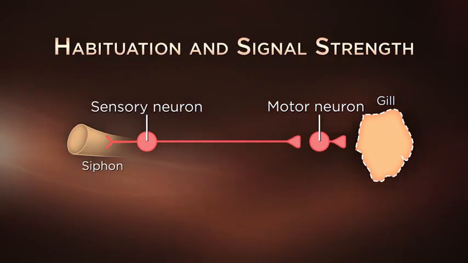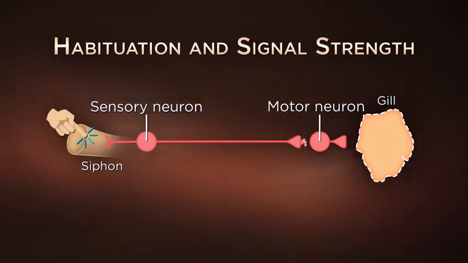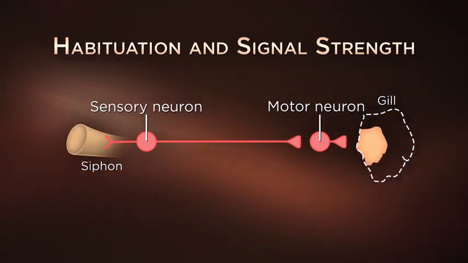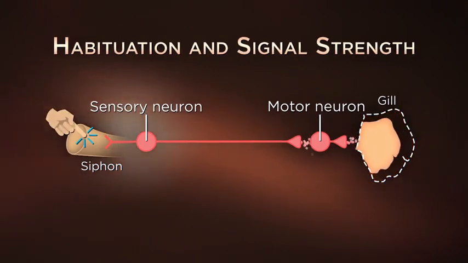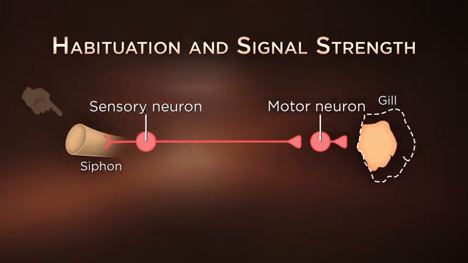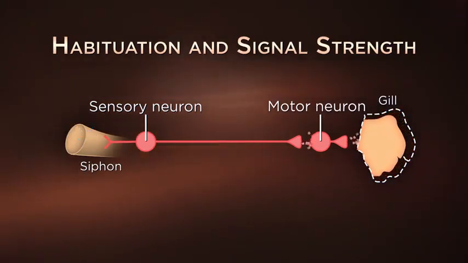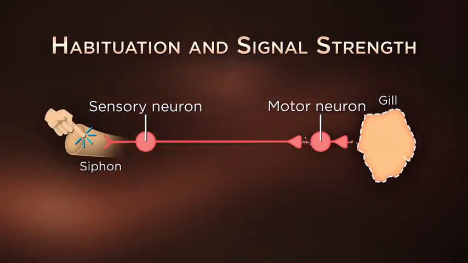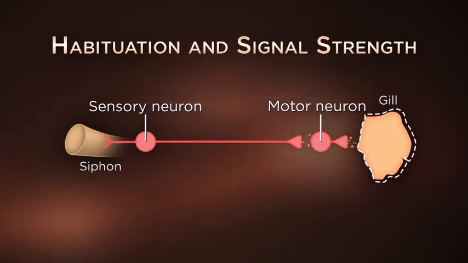But Kandel and his colleagues found that after repeated gentle touching, the sensory neurons in the siphon started releasing less and less neurotransmitter. And as a result, the receptors on the motor neurons weren't turned on as much, and the gill withdrawal response got smaller and smaller. That was the neural basis of habituation, reduced neurotransmitter release. And similar findings have now been reported in many other species.